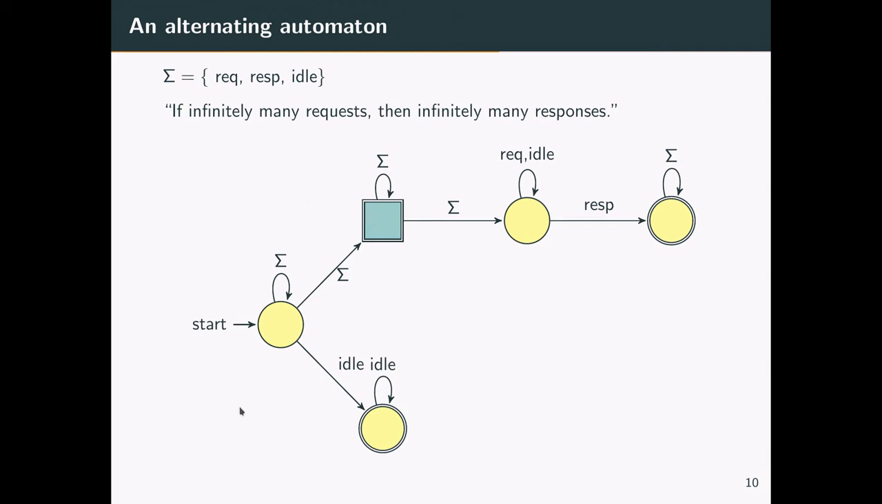So this automaton recognizes the language of words in which either eventually neither request nor response occurs, or infinitely many responses occur. In other words, it is the language of words where if infinitely many requests occur, then also infinitely many responses occur, and is captured by this alternating automaton.